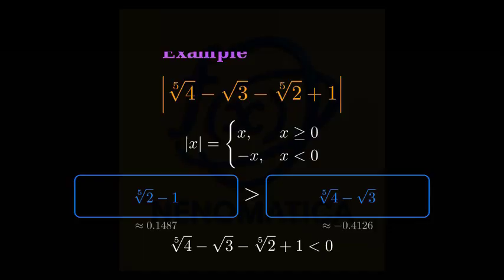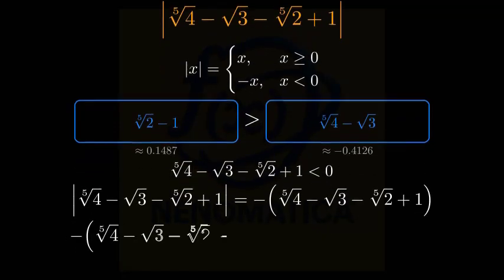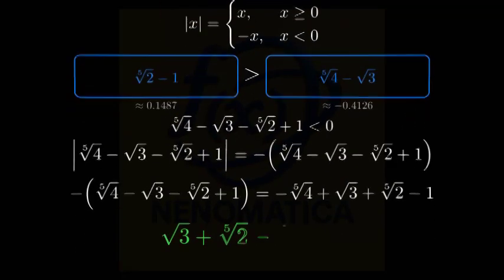Since the inside is negative, we use the second branch of the definition. The absolute value equals the negative of the inside. Now distribute the negative sign across all four terms. Then reorder the terms so like signs read naturally.